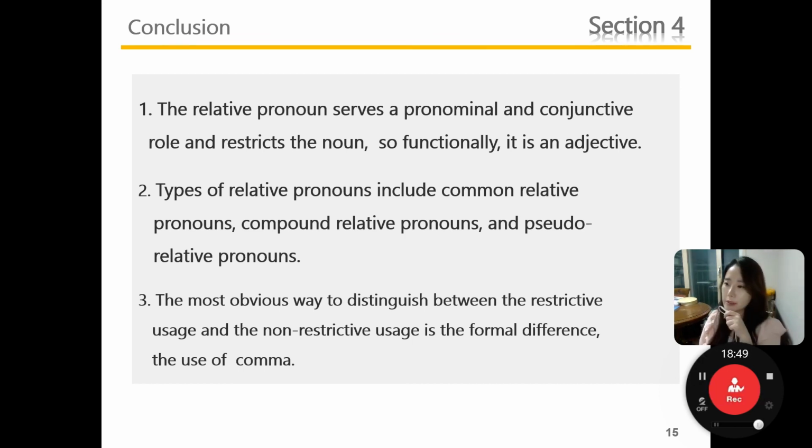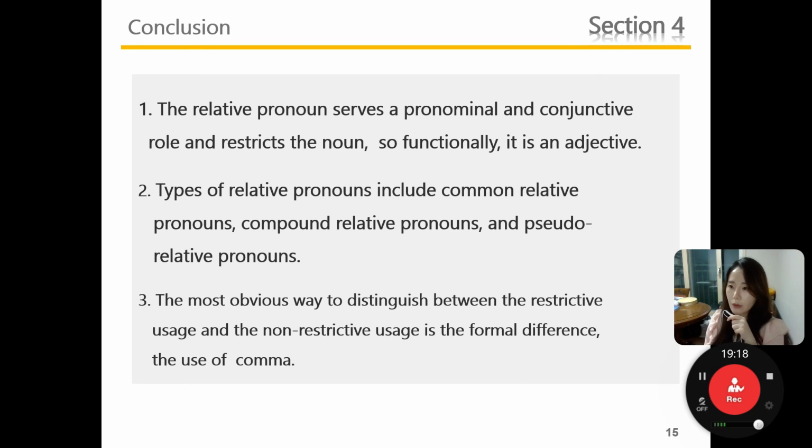In the restrictive usage, the relative pronoun has a close grammatical relationship with its antecedent and cannot be separated. In the non-restrictive usage, on the other hand, the relative clause provides additional information about the antecedent and can be separated from the matrix clause with a comma.